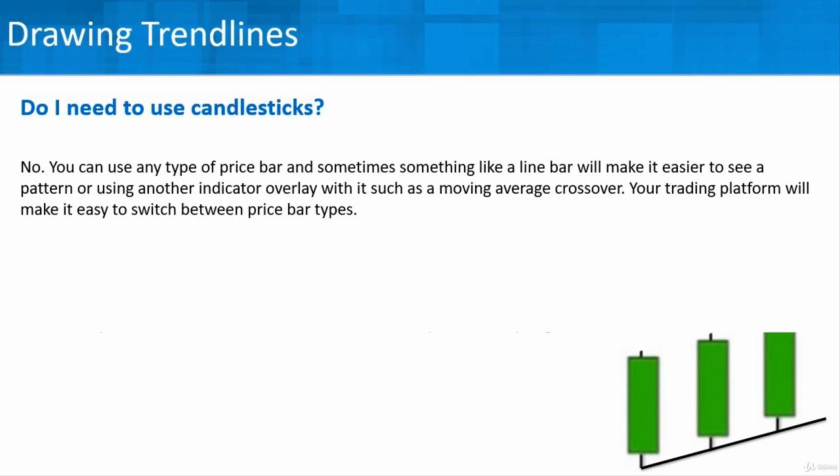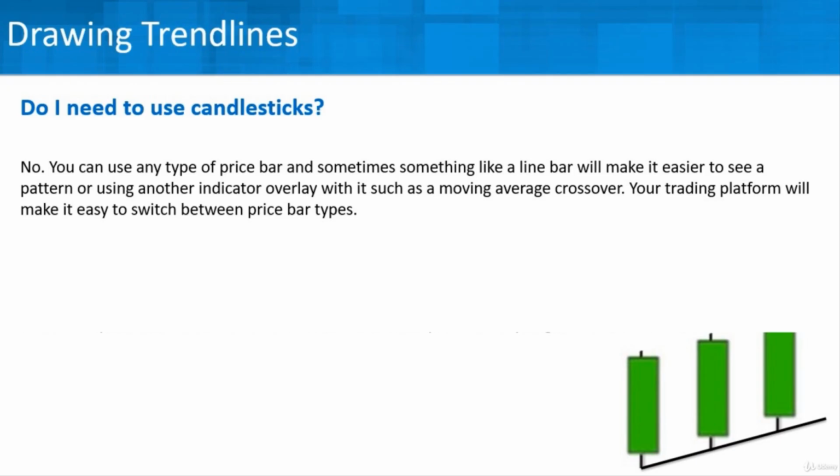The other part of this: do I need to use candlesticks? And the answer is no. You don't have to use candlesticks. You can use any type of price bar, and sometimes something like a line bar will make it easier to see a pattern, or you may use another indicator overlay over the top of it, such as a moving average crossover, where your trading platform will help make it easy to put all that together.